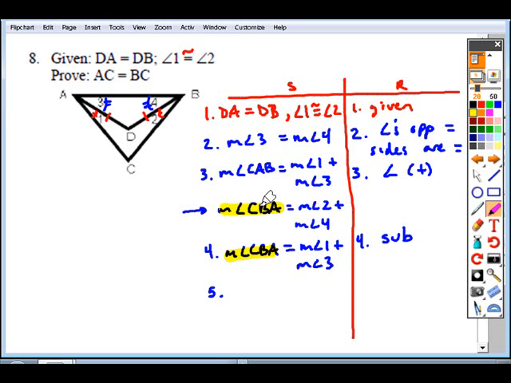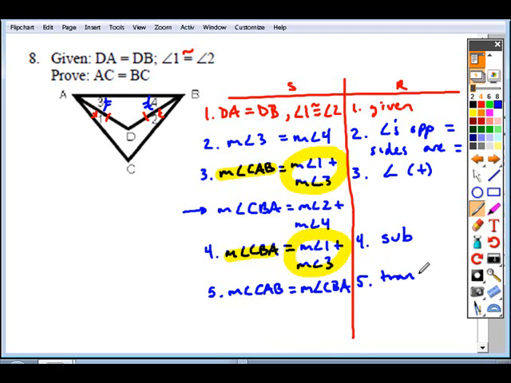Now, once we get to that step, we have two things equal to the same thing. We have angle CBA and angle CAB. We have these two different things that are equal to the same thing. Therefore, what do we know about them? They're equal to each other. So CAB is equal to angle CBA. And again, what was the justification? If two things are equal to the same thing, they are equal to each other. So that's transitive property or substitution. Okay, so we can make this statement that those two angles are equal.